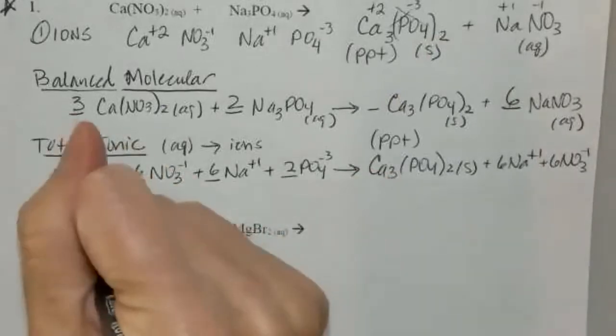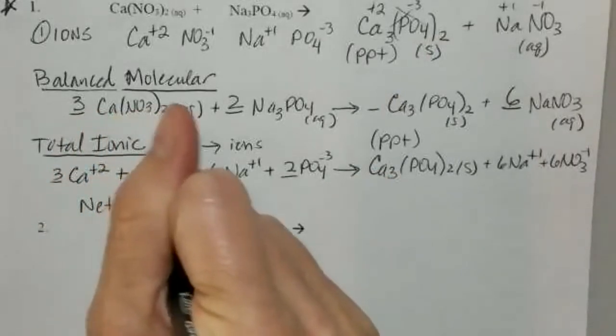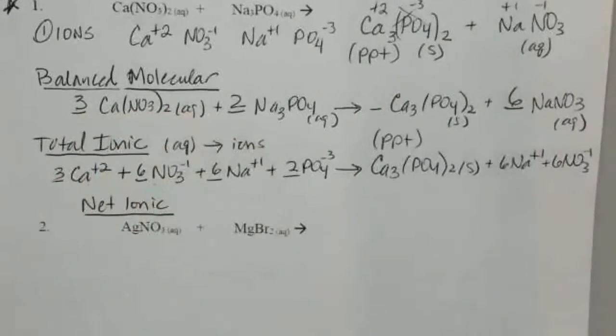Now, the net ionic, the third and final way to express the exact same reaction. For net ionic, what we're going to do is just show what makes the solid.